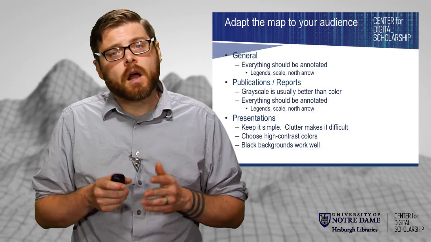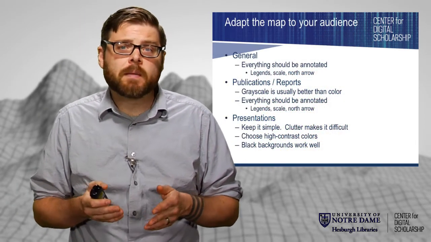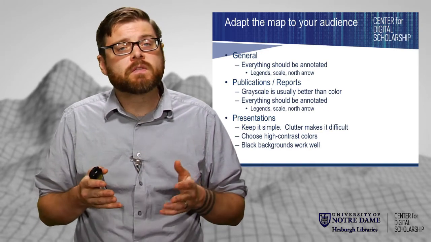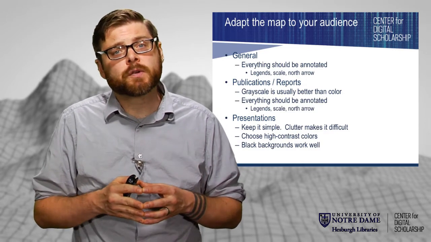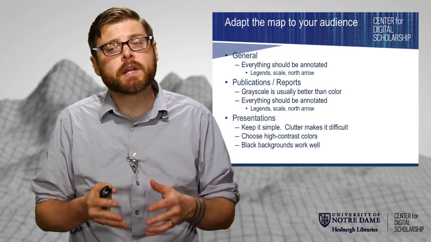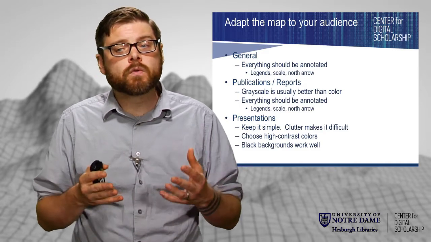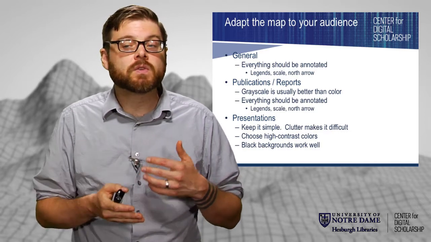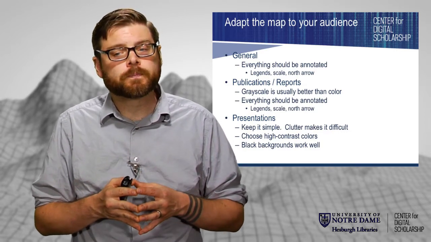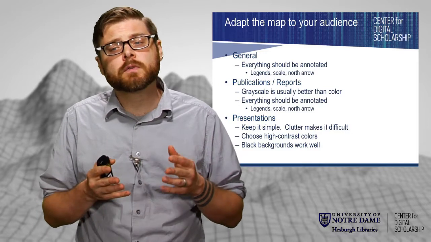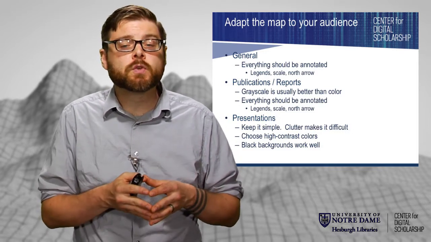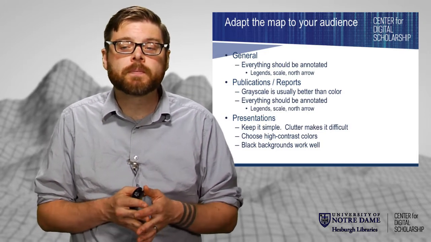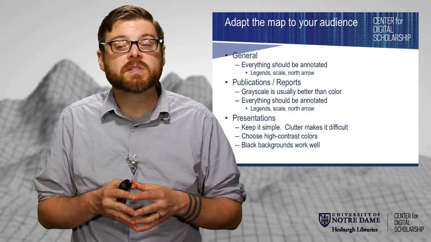But even more broadly, there are a few things about creating these maps that I want to make sure have been made clear to you. First is a general thing. You want to be adapting whatever map you're creating to your audience and to the medium that you're creating it for. So as general rules, almost everything should be annotated if you can. Legends, scales, north arrows, these are all really important things. If you're creating something for a publication or for a report, if it's printed, it's usually better to have it in grayscale if you can. You're not always sure what the restrictions as to color are going to be. And again, you should really annotate everything you possibly can.